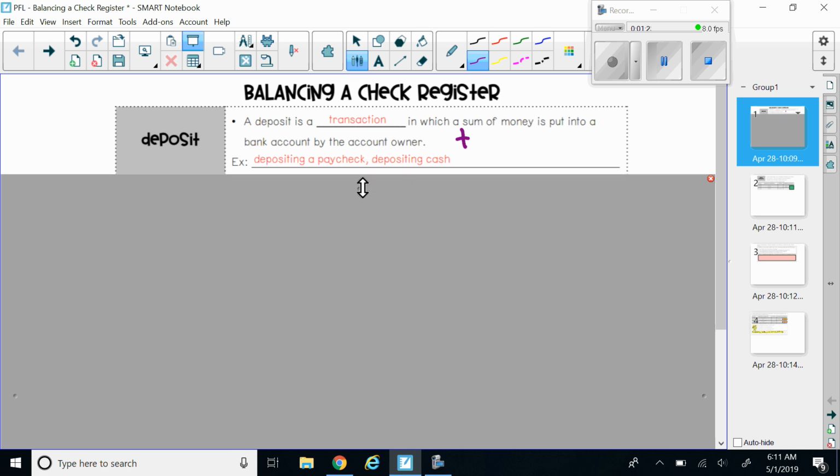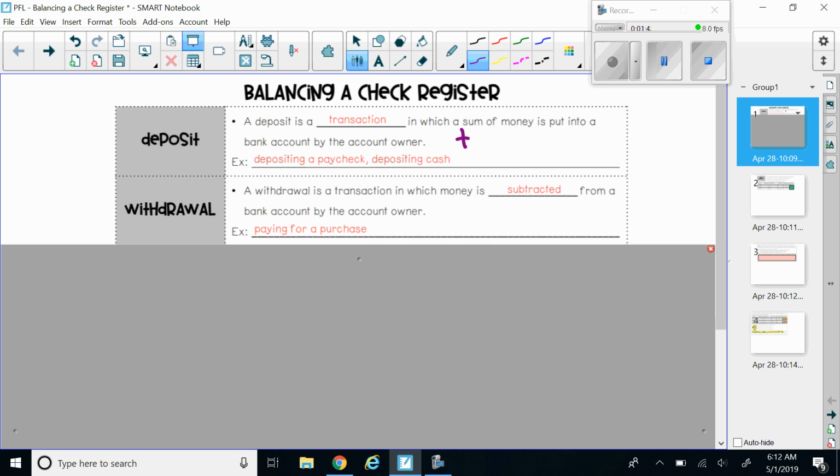Okay, so Sam's going to give us some examples. Depositing a paycheck, or depositing cash. So we can deposit a paycheck, we can deposit cash. Those are examples of a deposit, okay?